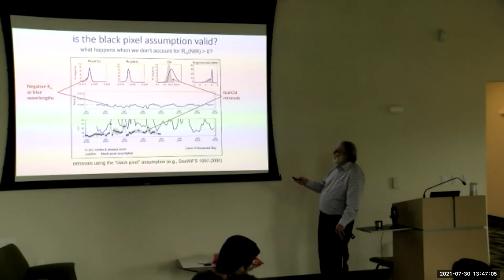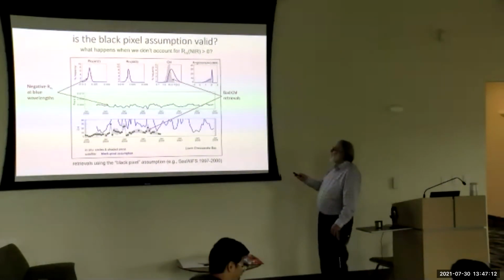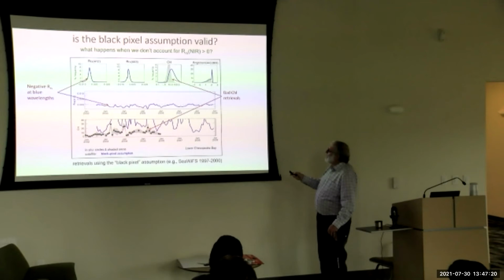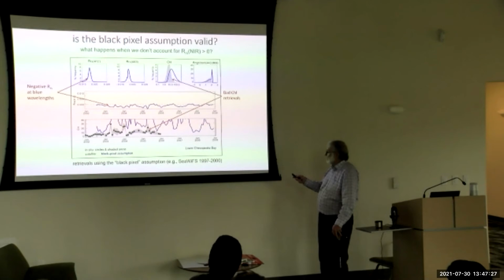The little dashed line is 0. You're getting a lot of negative water leaving radiances or negative reflectances. Well, you get chlorophylls that are much too small here. The gray is the retrieved chlorophyll. Oh, no, sorry, the blue is the retrieved chlorophyll, and the gray is the actual measured distribution. So your chlorophylls are off.